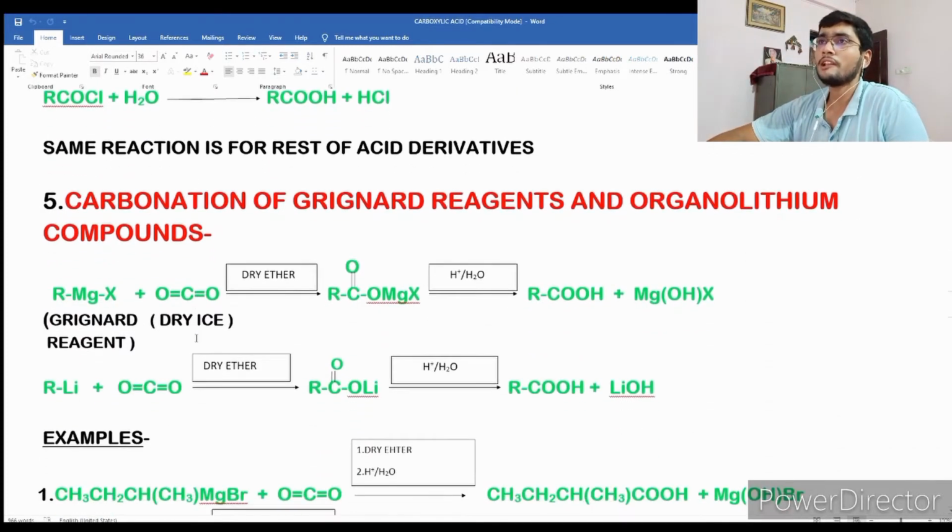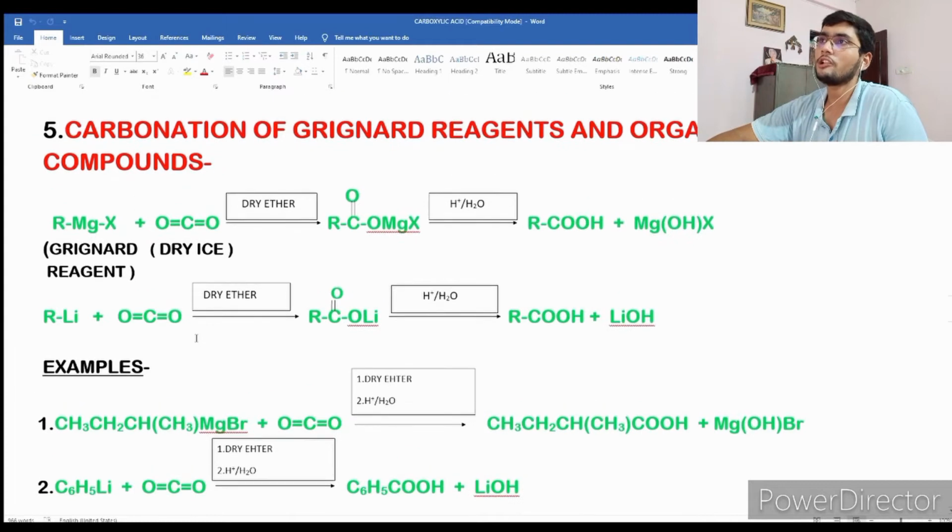Now coming to the next preparation method, that is carbonation of Grignard reagents and organolithium compounds. So you know Grignard reagent, in short Grignard reagent is RMgX and organolithium compounds are RLi. Okay, so from these reagents also, or these compounds also, we can prepare carboxylic acid. How? By simply treating or reacting them with dry ice.